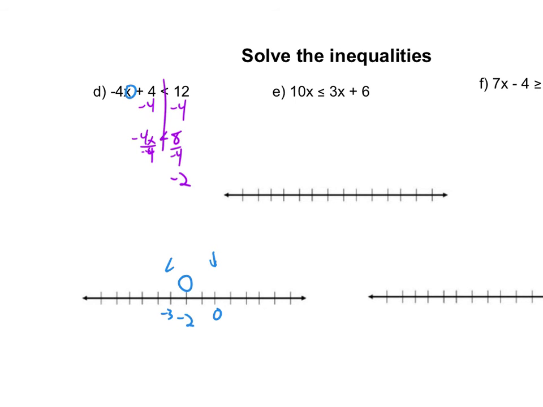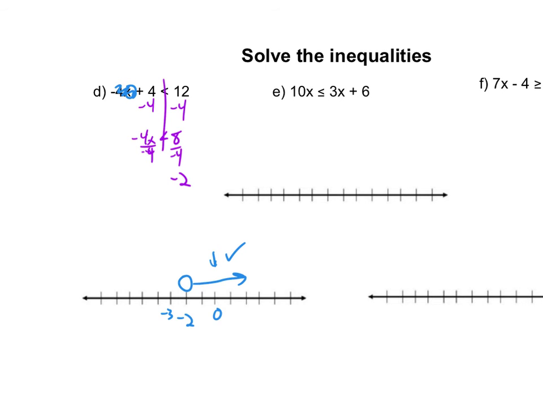So if I plug in a 0 here, that's all going to go away. 4 is less than 12. That is true, so my arrow goes this way. You don't even have to check the other side, but I like to be exacting and make sure that it's going to work. So I'm going to plug in a -3 now.